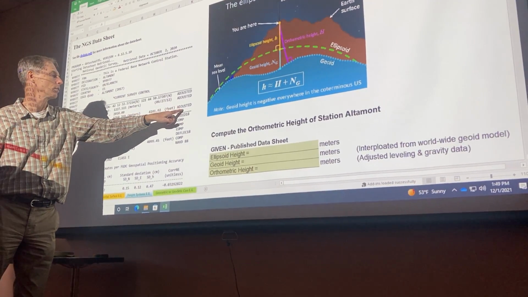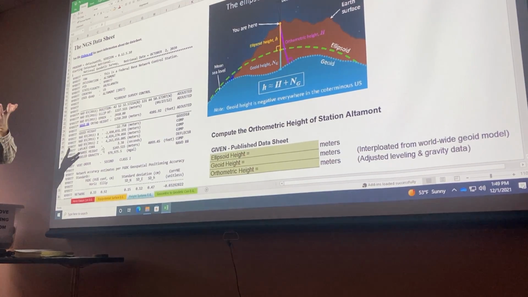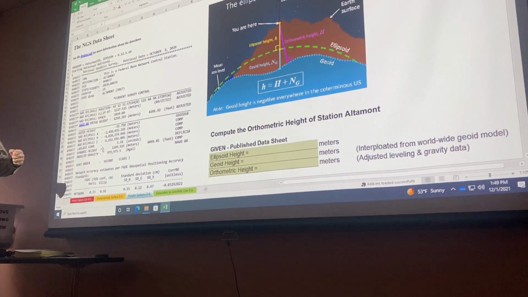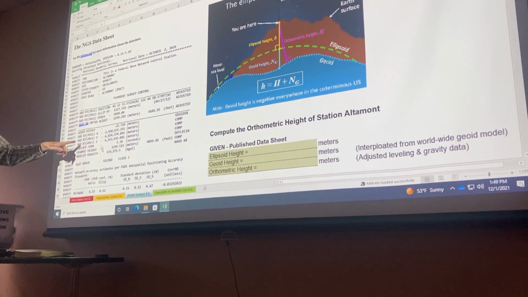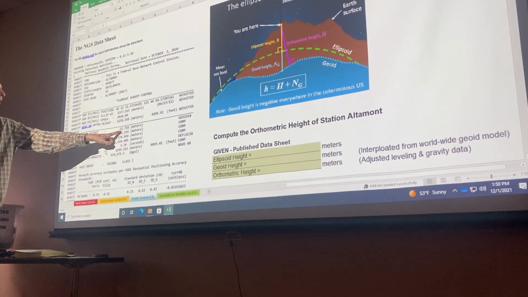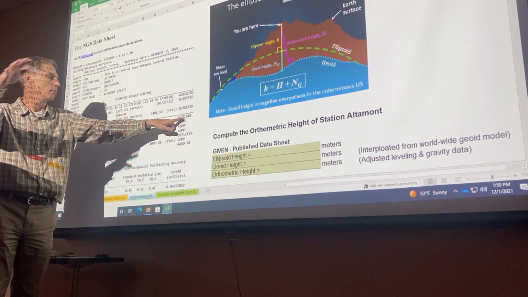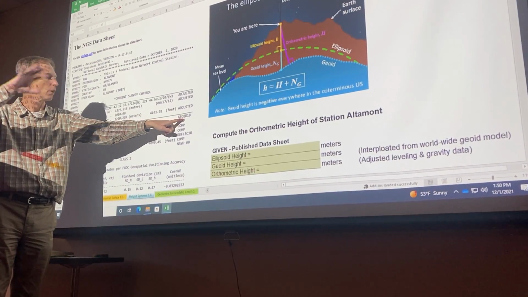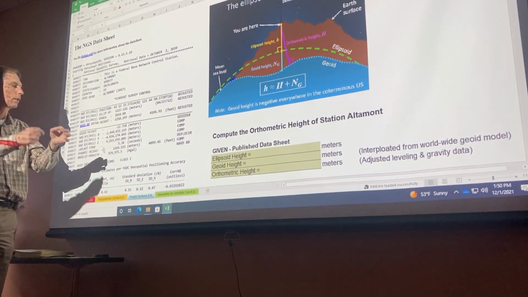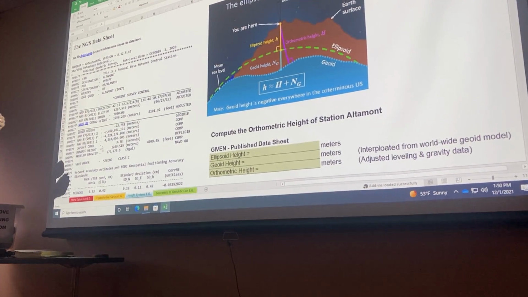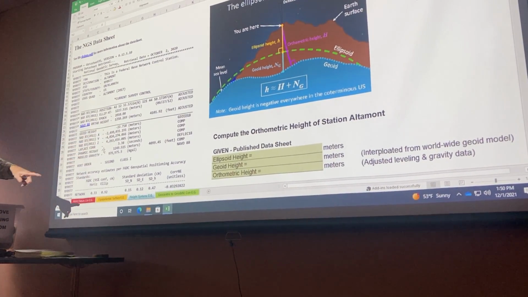And it says it was adjusted. Well, adjusted means that the NGS leveled through it. So they have a leveling network and they use gravity information, threw it into a least squares adjustment to get this number. Now, if you take the geoid height here, negative 22.758 meters from a worldwide minimum surface curvature fit to the geoid heights around the world, if you just compute it, it will interpolate. So based on grid points, it will interpolate and say, well, at this point, here's my estimated geoid height.